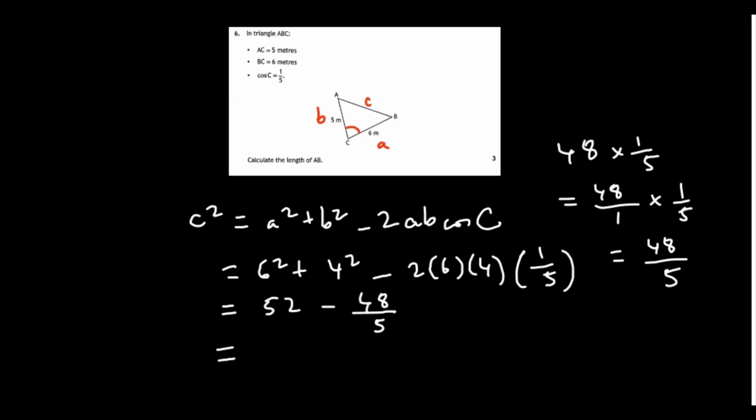And that would become 48 over 5. We can times both numbers by 2 to get an equivalent fraction. So it would just be 52 minus 9.6. And that would be 42.4 centimeters.